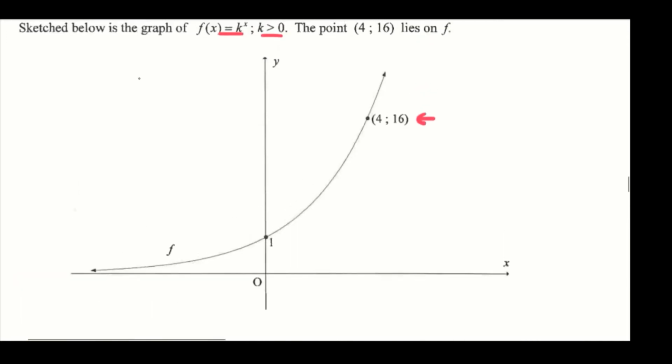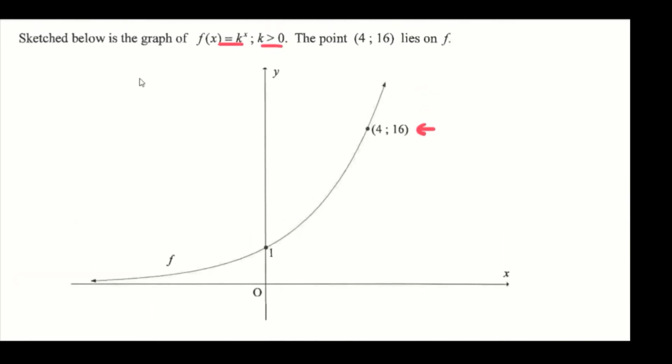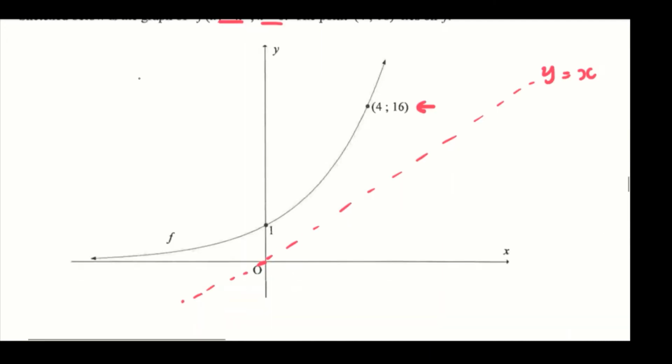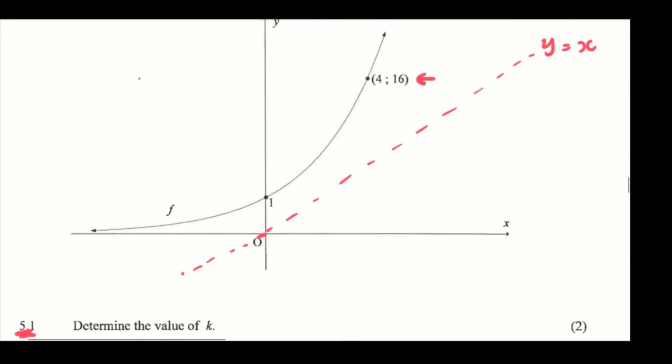So this graph of G that the question talks about is reflected about this line of y equals x. So what's going to happen is this: the reflection is going to cause this coordinate here of (0, 1) to be (1, 0) here, right? And this coordinate here of (4, 16) is going to be (16, 4).